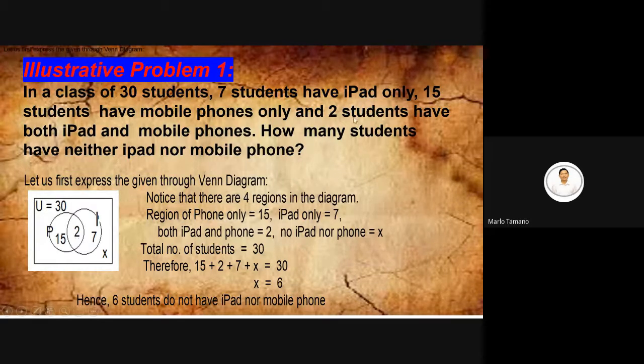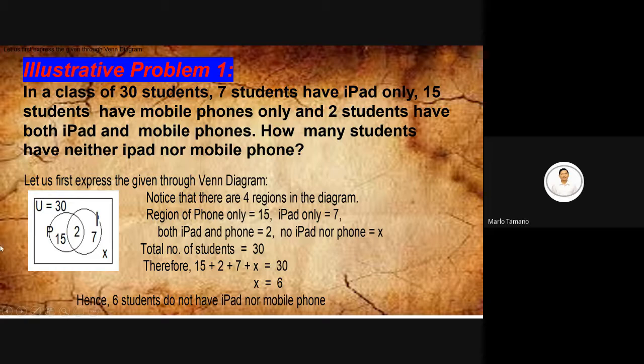The question is, how many students have neither iPad nor mobile phone? Wala po dun sa circle, wala po dun sa dalawang sets, yung bilang nung walang iPad, wala ring mobile. It represents X. So let X be the number of students who have neither iPad nor mobile phone. Okay? So, dyan po natin ilagay. Notice that there are 4 regions in the diagram.